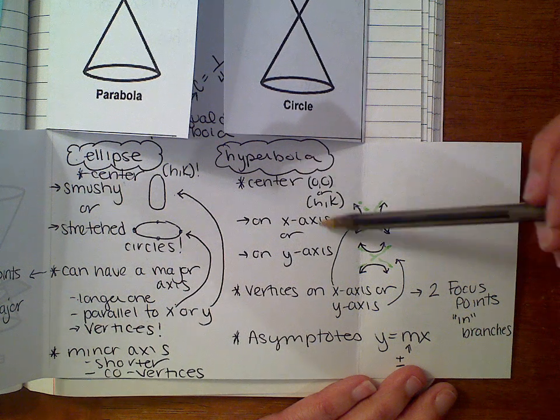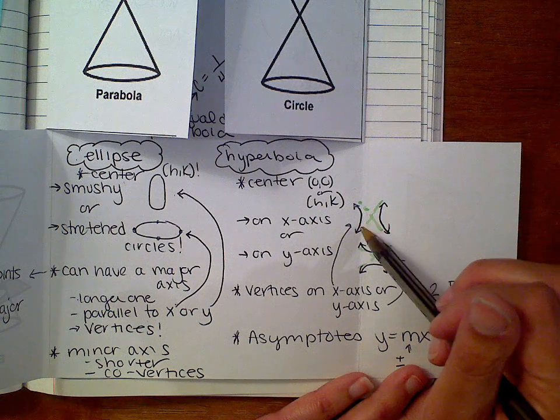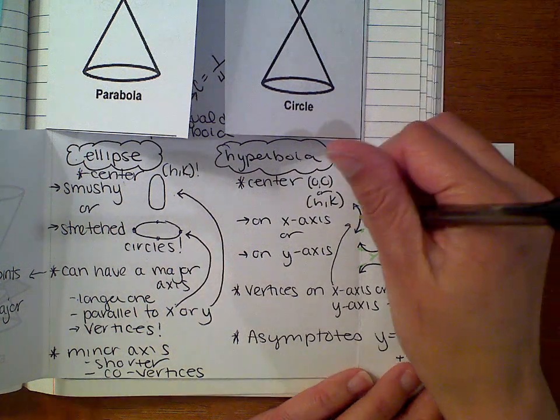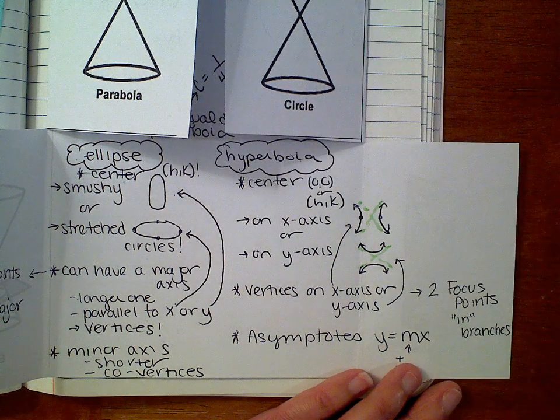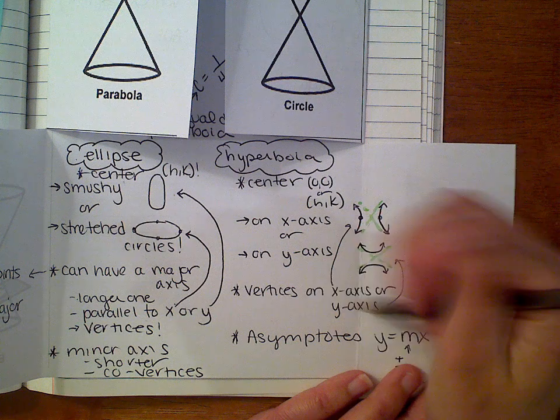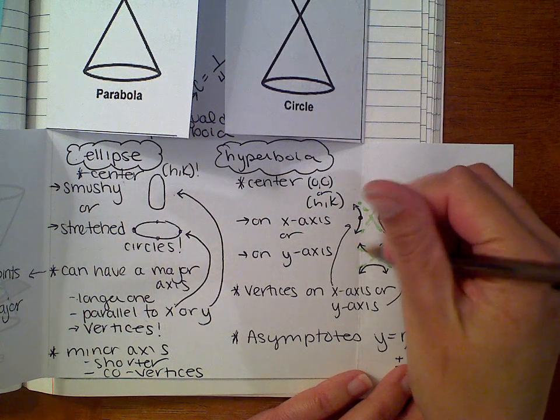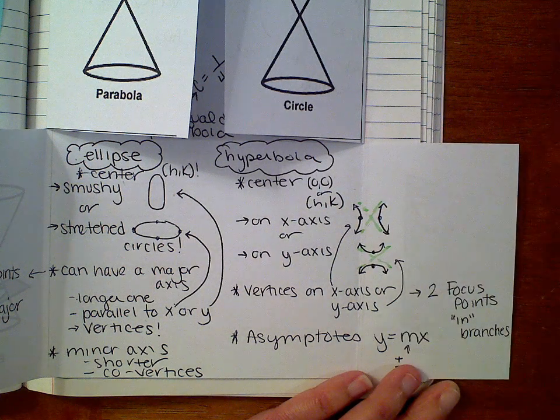So our hyperbolas can either be on the x-axis or on the y-axis. So this one's on the x-axis, and that's because your vertices are physically touching the x-axis. Nothing's touching the y-axis. Or your vertices are on the y-axis if your branches are kind of pointing up and down like this. So that's how we can tell.